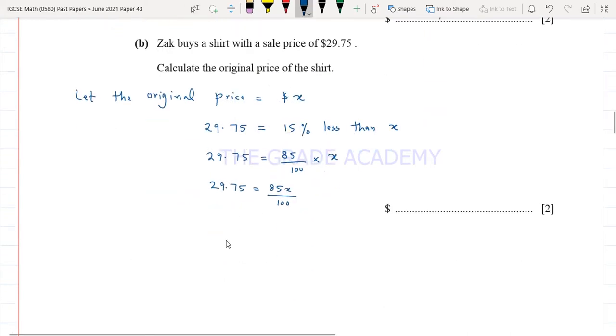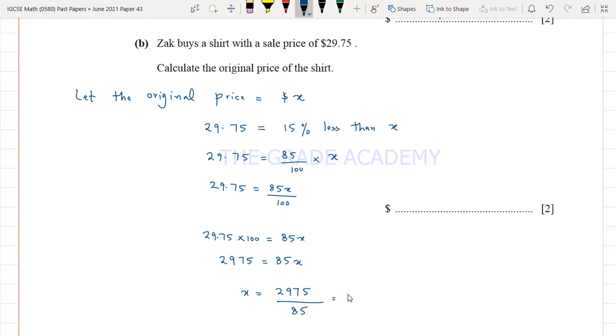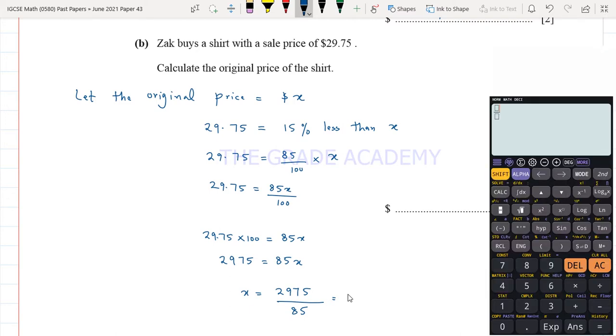So 29.75 times 100 equals 85x. Here we have multiplied both sides by 100, or we have shifted this 100 over to the left hand side. So this becomes 2975 equals 85x. So X will become 2975 over 85. On the calculator, 2975 divided by 85, we get 35. So the original price will be $35.